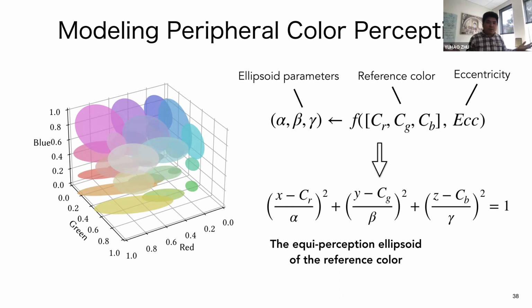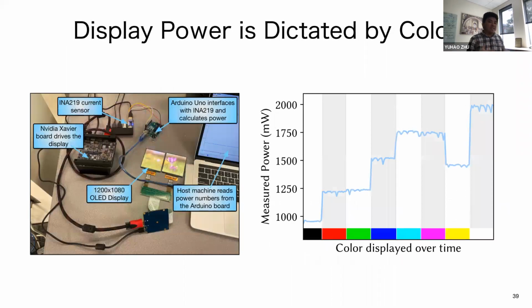Now, you might be wondering, why are we talking about color? It sounds cool to talk about color models, but why do we care about this from a systems point of view? Well, it turns out that display power is dictated by colors. I should have a video for you, but I don't think I have that.